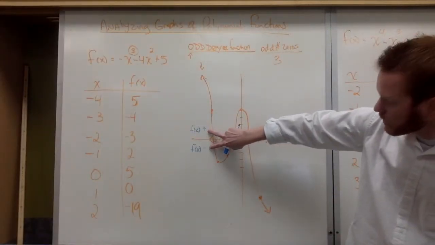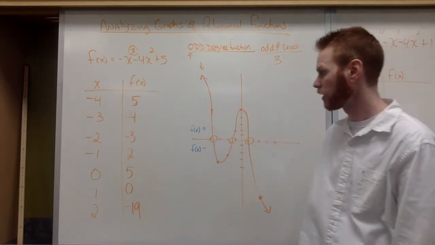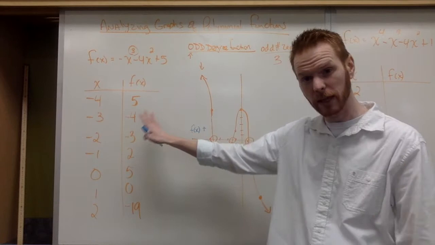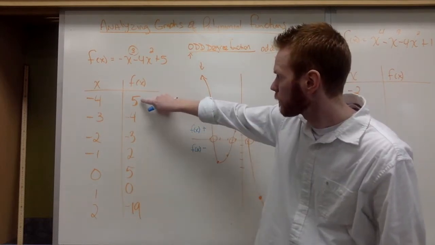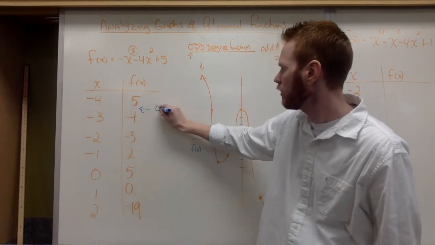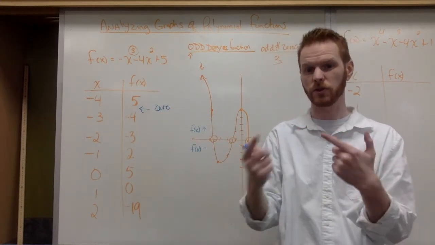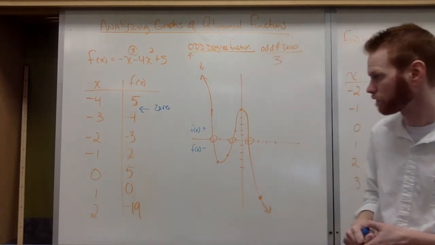So because the sign changed, it's going to intersect here on the x-axis. All right? Now let's look at the table and see if we can't figure that out as well. We'll go from +5 to -4. So right here, I can tell that, hey, there's going to be a 0. Now remember, 0 means there's a solution somewhere. It's hitting the x-axis. Okay?